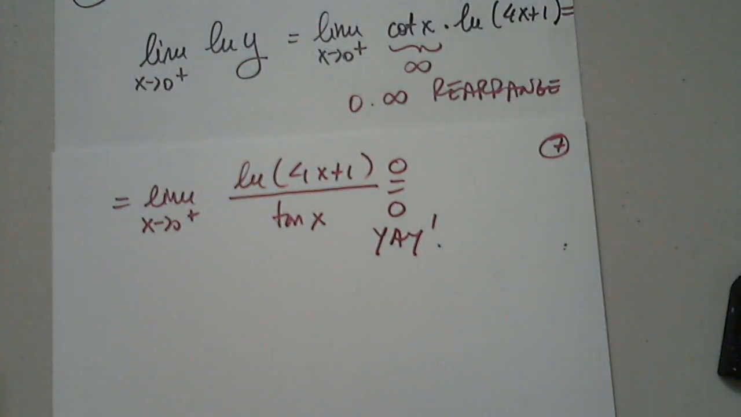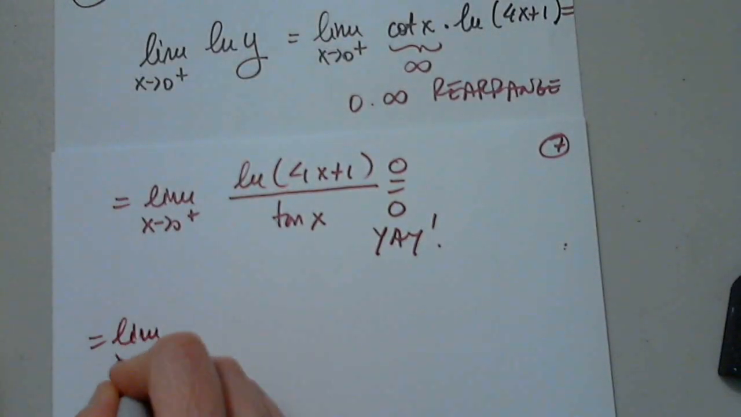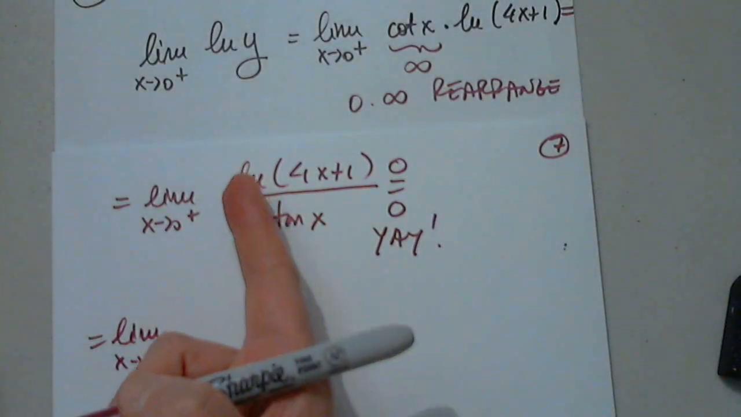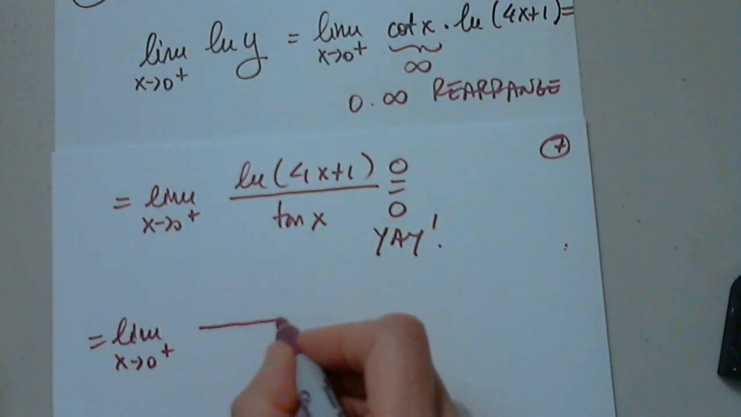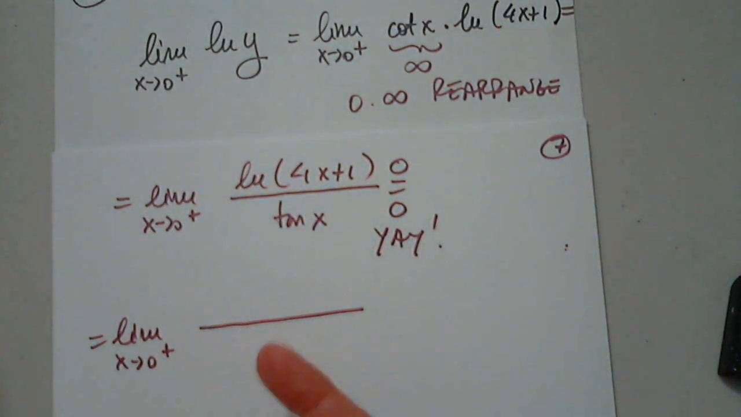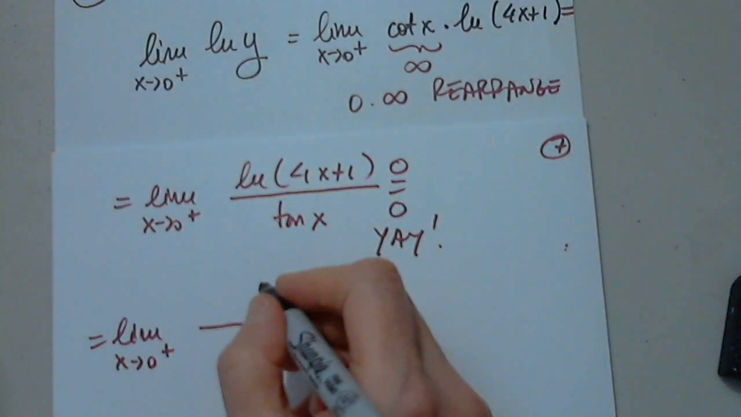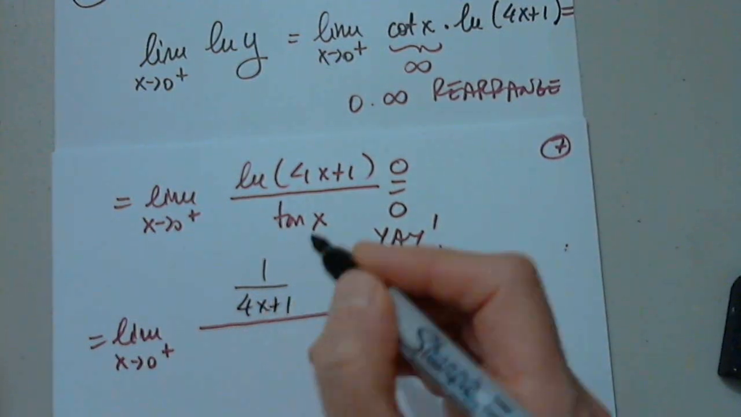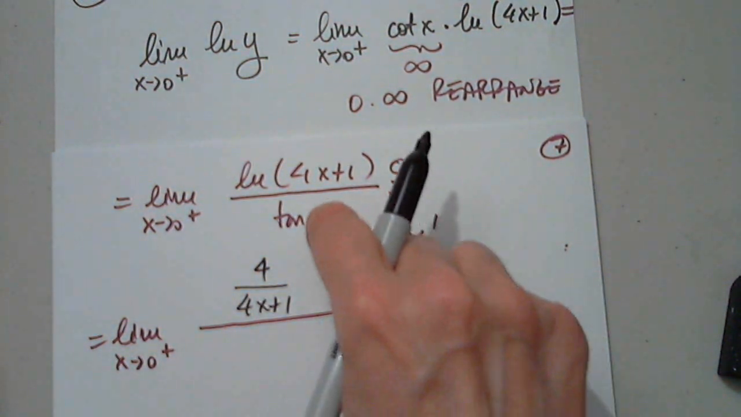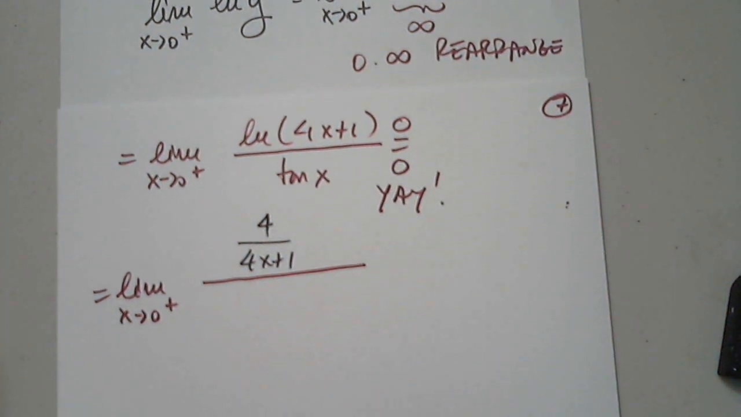Excellent. So then I have limit as x approaches 0 from the right. Can anyone differentiate the top for us? And somebody else the denominator? Four over 4x plus 1. Yes, so we have 1 over 4x plus 1 times the inner function prime. Awesome. Can anyone differentiate tangent for us?